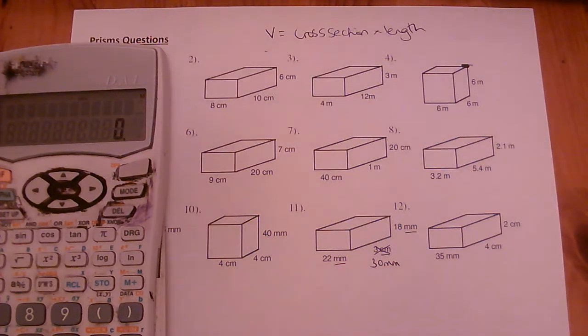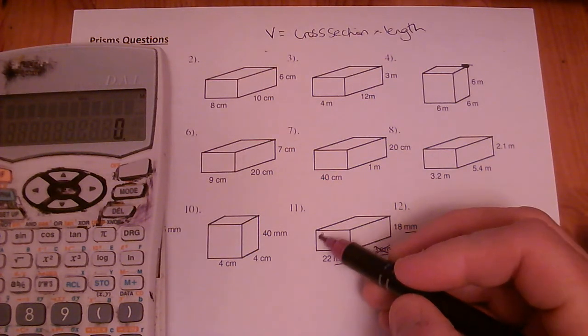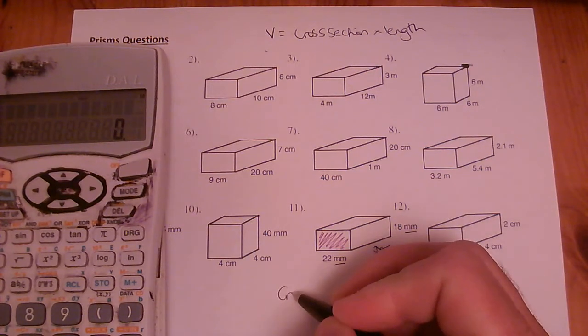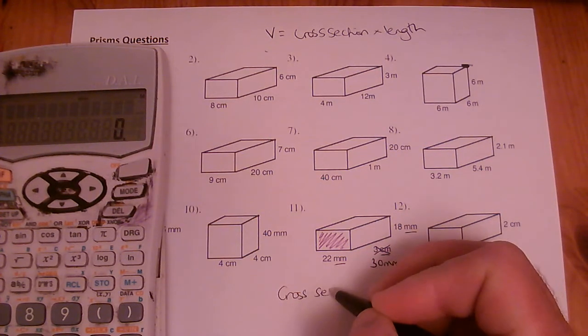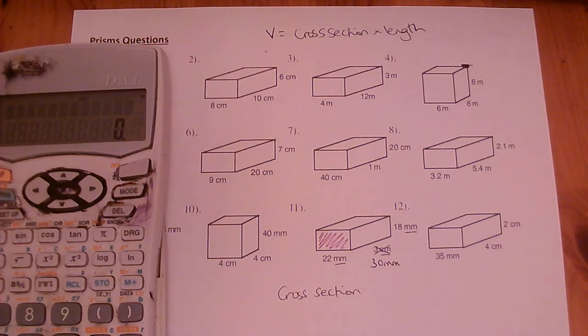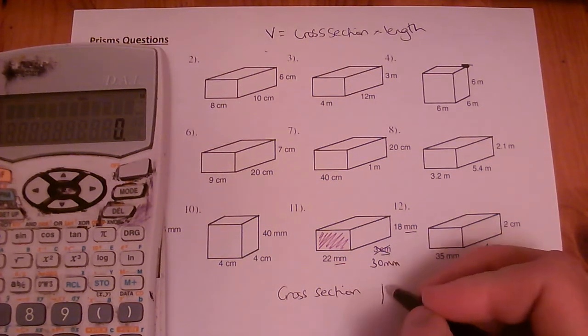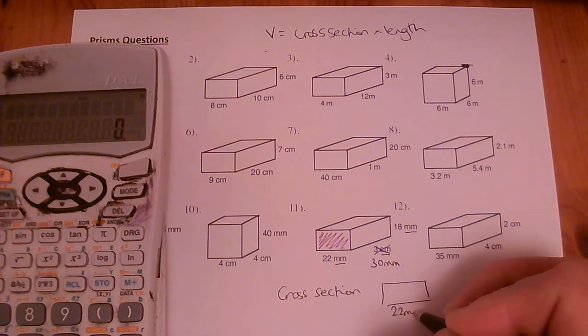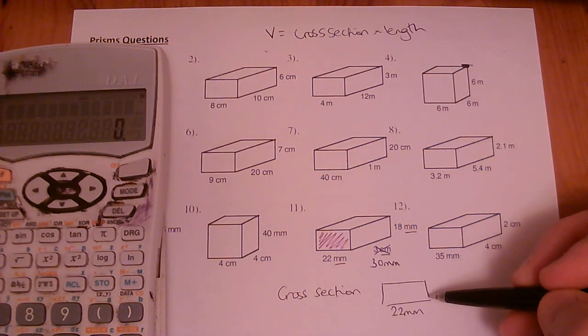Now for each question I do, I'm going to highlight that or colour it in some way, and we can see here that it's this end that goes all the way through the shape. Think about a stick of rock, and so this end is going to be the first bit. So I'm going to work out my cross section first. Now my cross section is just a rectangle. If you need to draw it, that's absolutely fine, because it gives you a clue of what you've got to do. It's 22 millimetres there, and I need to know the height.